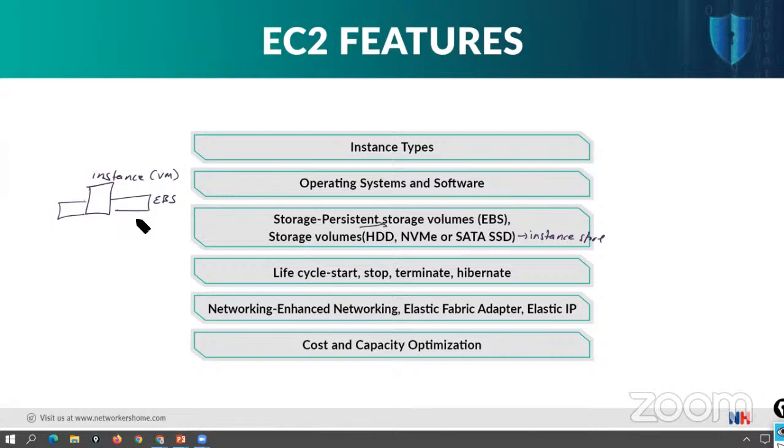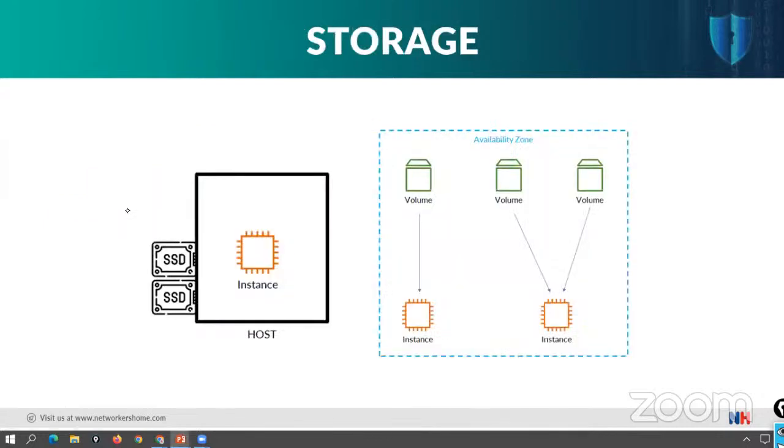So what is the difference between EBS and this instance store? Here it is. Let's say this is a physical server you have. This is the physical machine, and this is the instance you launch, the virtual machine. And we attach an EBS volume. It's a virtual hard disk.